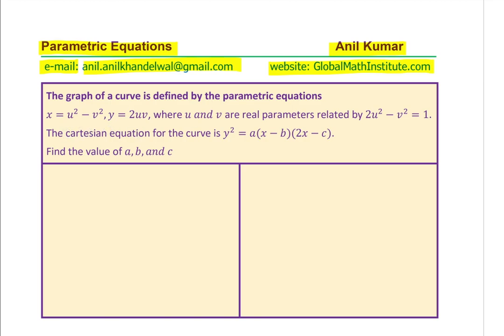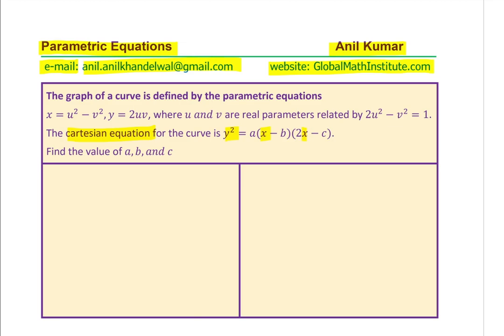So the Cartesian equation is always in terms of x and y. Right? That's your Cartesian plane. We are given parameters, x as a function of u and v, y is also a function of u and v, and u and v are related. We have to use these three equations to figure out the Cartesian equation. So the strategy here is basically to eliminate u and v and get the relation in terms of x and y. Perfect. I'd like you to pause the video, answer this question, and then look into my suggestions. Now, how do we eliminate u and v?